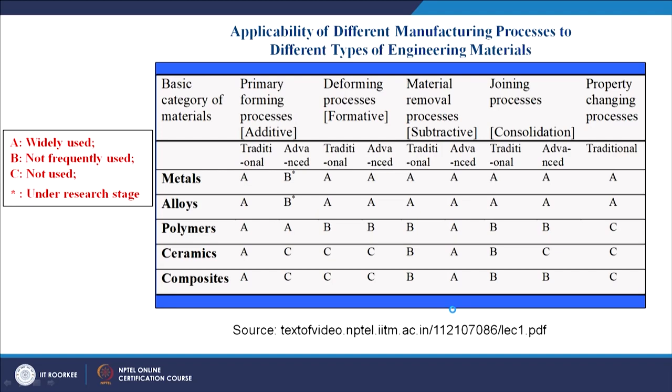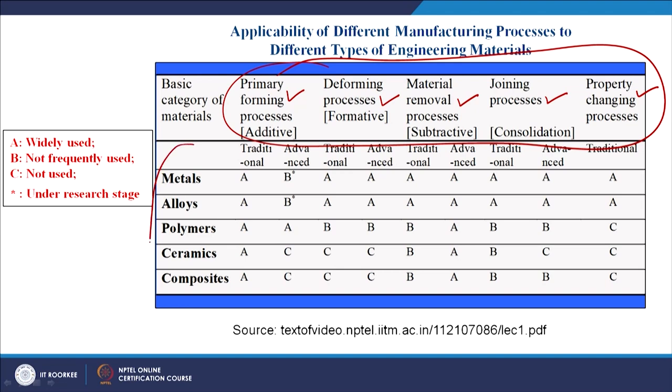Two examples already taken. Now the source is given: applicability of different manufacturing processes to different types of engineering materials. So this is the list of processes on your screen. You can see here, these are the processes which we have already covered: primary forming processes, deforming processes, material removal processes, joining and property changing processes. These are the engineering materials which we are going to cover in our second week of discussion, that what are the various engineering materials and what type of products can be made using these type of materials, or what are the manufacturing limitations for these type of materials.